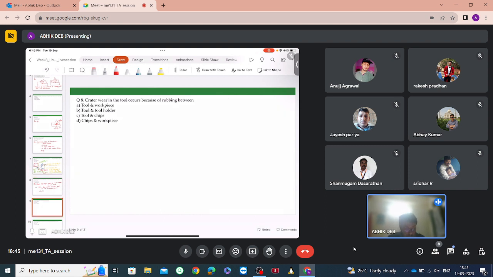Crater wear in tools occurs because of the rubbing between which of these? Can anybody give me the answer to this? C, tool and the chips. Yes, this is the correct answer.